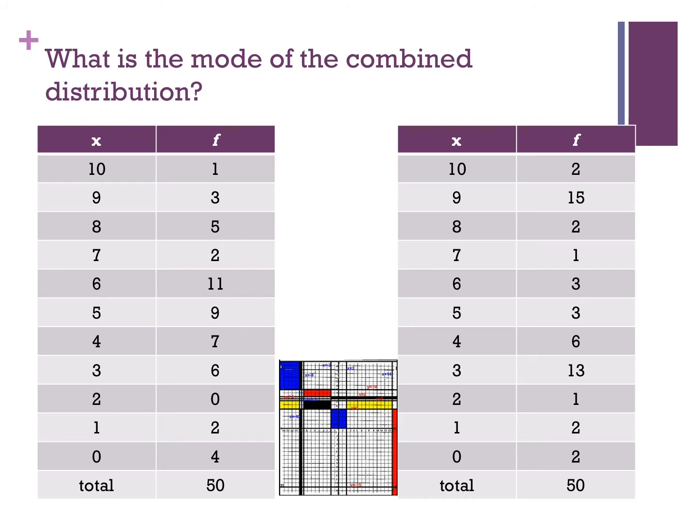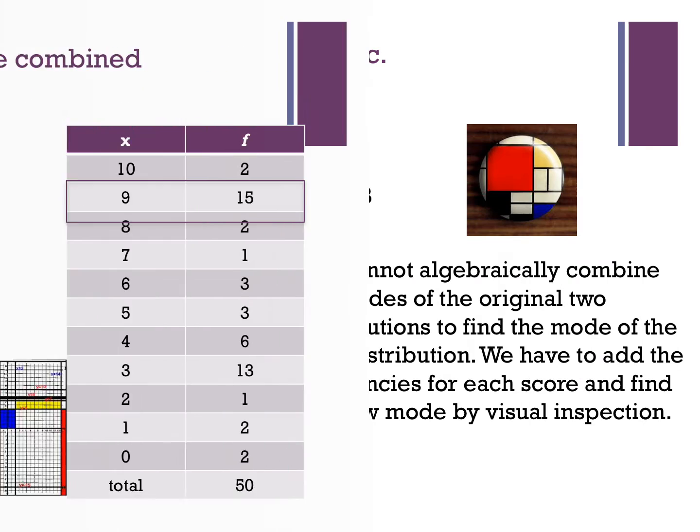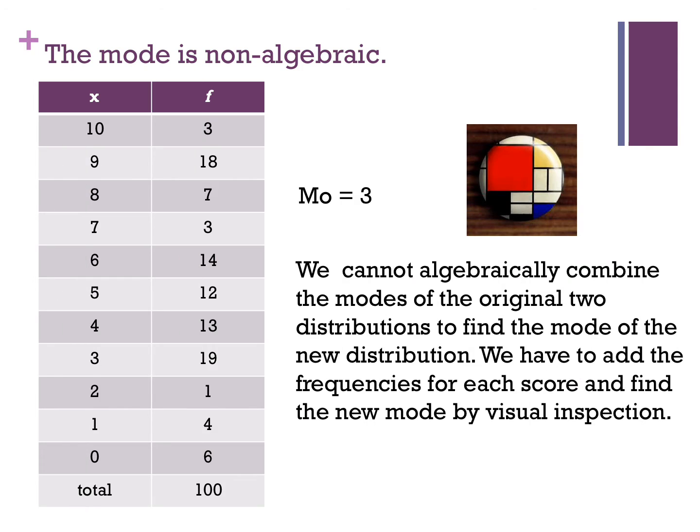Here are two different distributions with two different modes: 6 for the dataset on the left, and 9 for the dataset on the right. Suppose we want to combine the distributions. Is there an easy way to compute the mode of the combined distribution? Can we take the average of the two modes and report that? No, we can't do that.